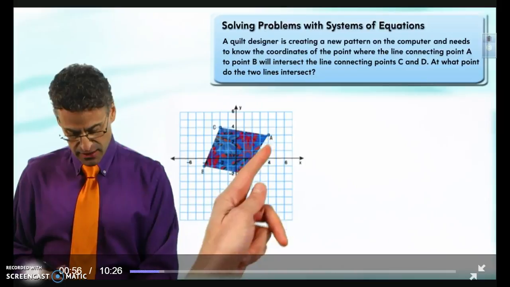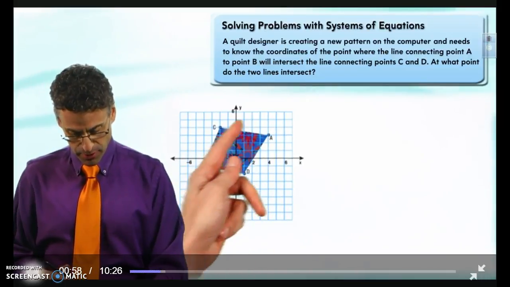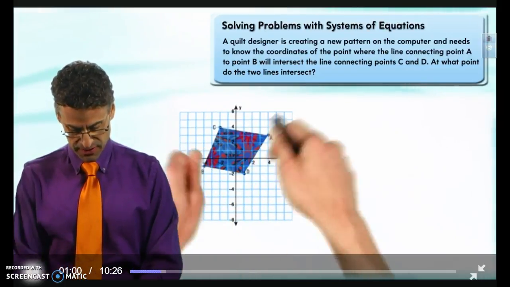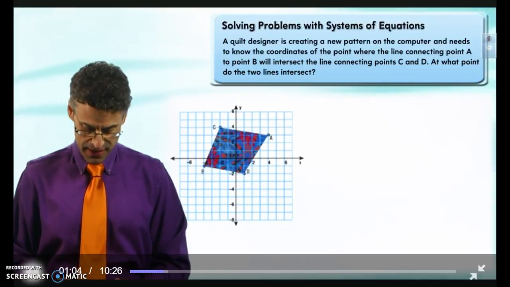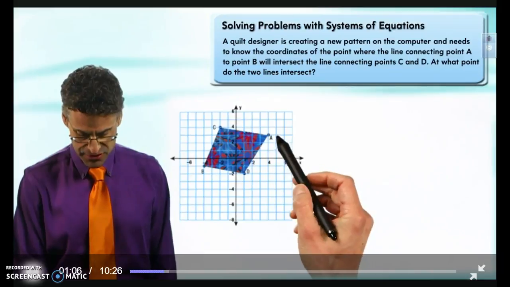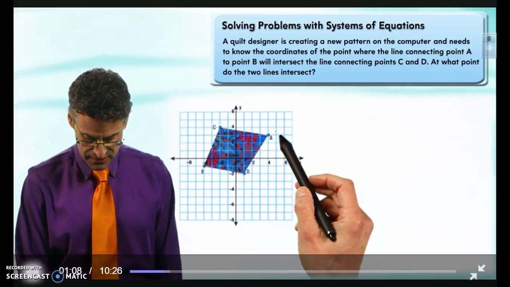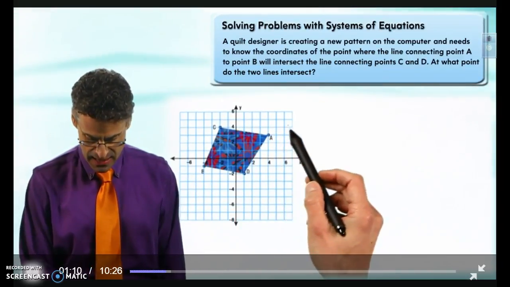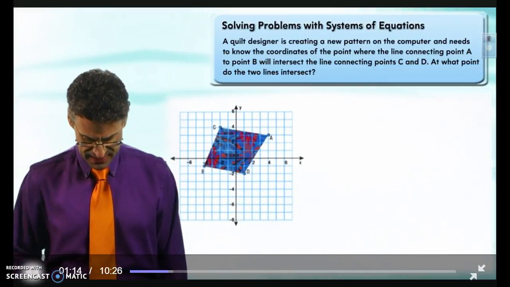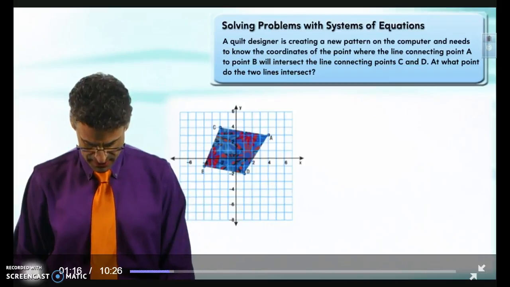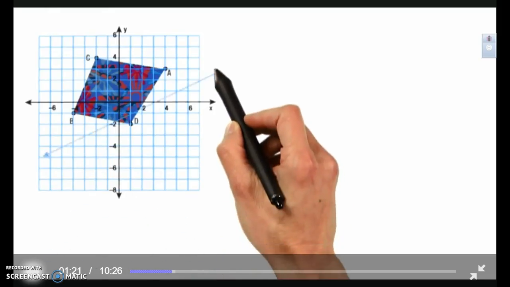So check it out. Here is this great little part of a quilt, a little pattern that she's apparently going to sew into something much more elaborate. And what we have to do is figure out, in fact, where is the point of intersection that connects the line A, B, those points. And in fact, I can actually show you that. Let me show that to you right now, because I actually have it. That's how good I am.